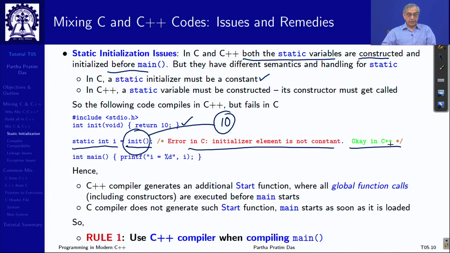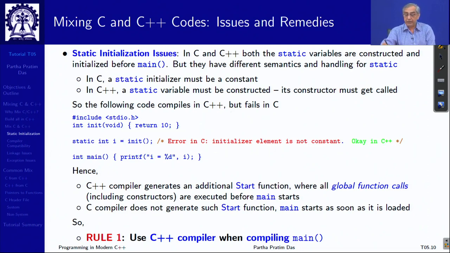Obviously, this is okay in C++. So, what C++ does, the basic difference of static initialization, is it generates an additional start function, where all global function calls, constructors and so on are executed before main starts. And the C compiler does not generate this kind of start function. So, main starts as soon as it is loaded. So, the lesson that we get from here is obviously that C++ does more in terms of static initialization.